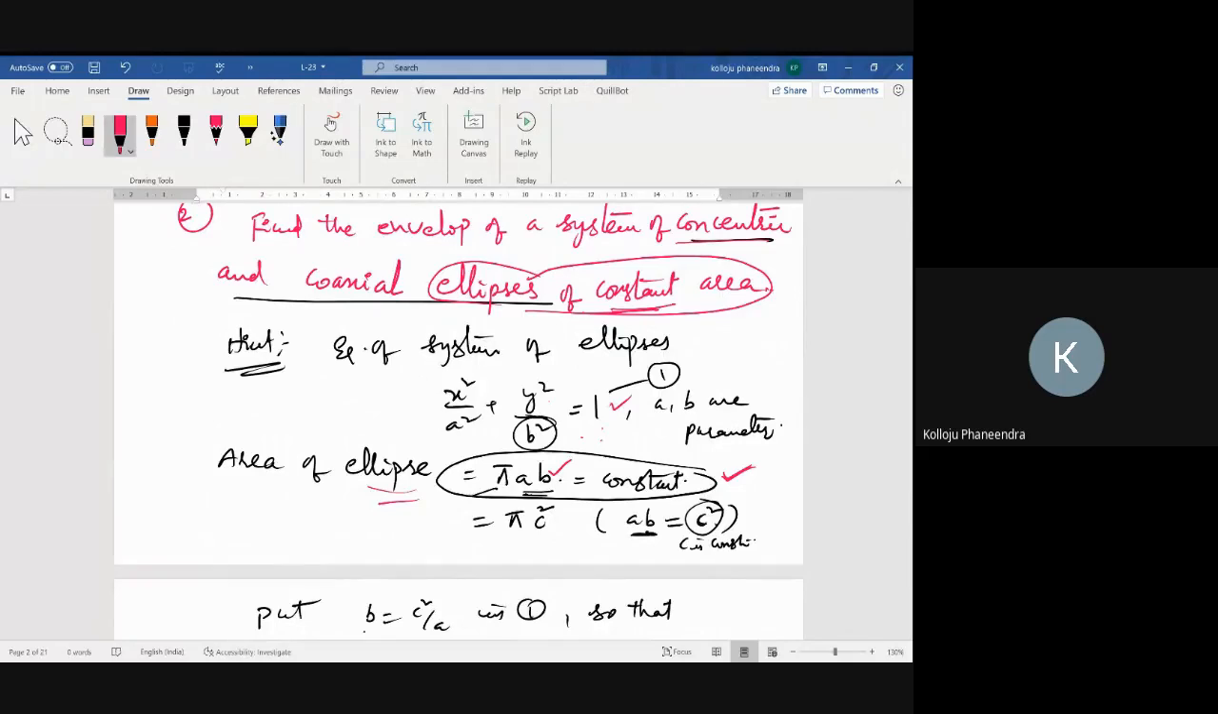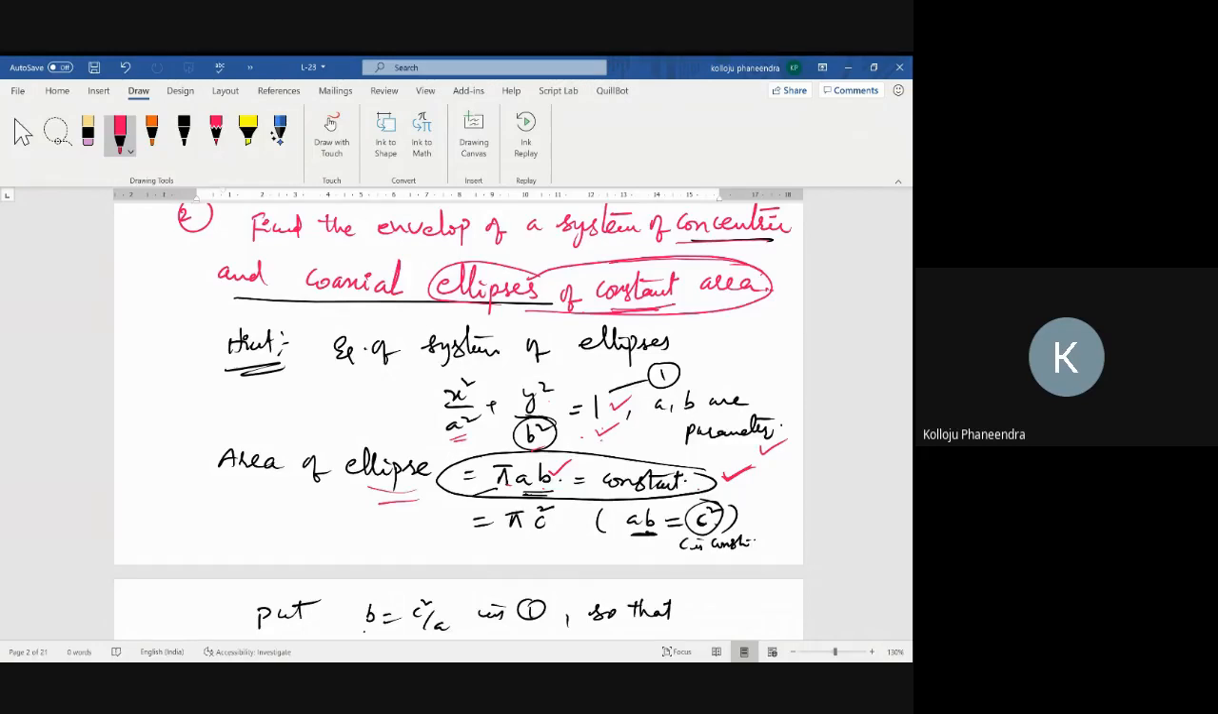And remember, in calculating an envelope, we must have only one parameter. Now in the equation of the family of ellipses, there are two parameters, a and b. So I have to eliminate one parameter first. For that, in the question, one hint is given: the area of the ellipse is constant. That means pi a b equals constant. The area of the ellipse is pi a b and it is constant.